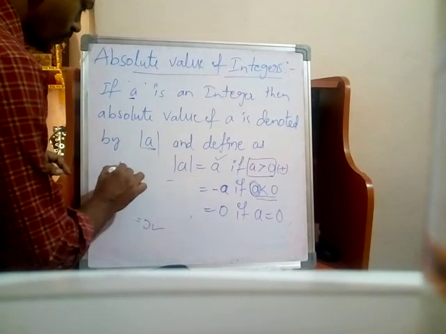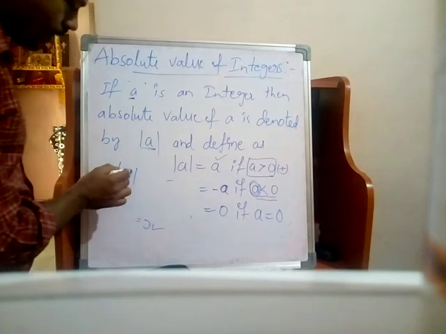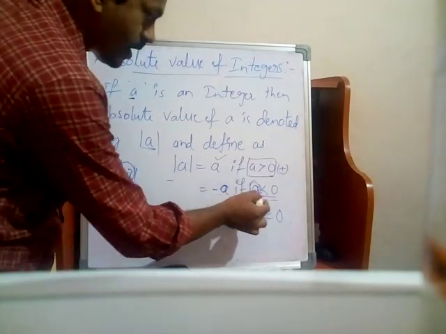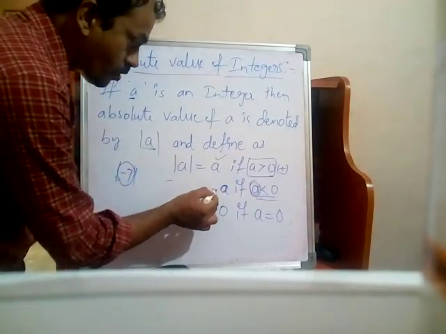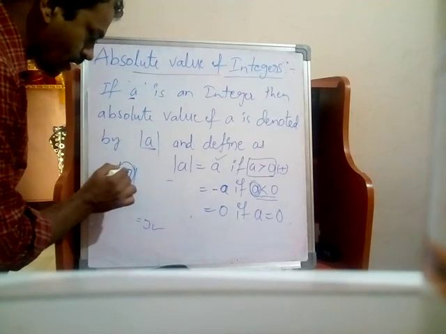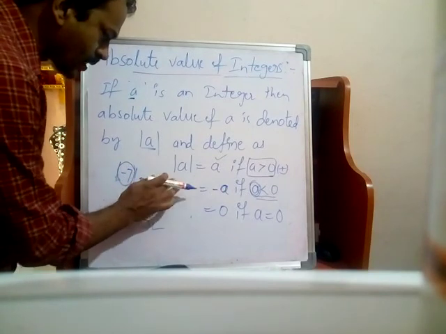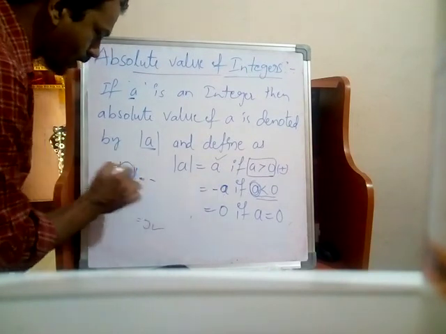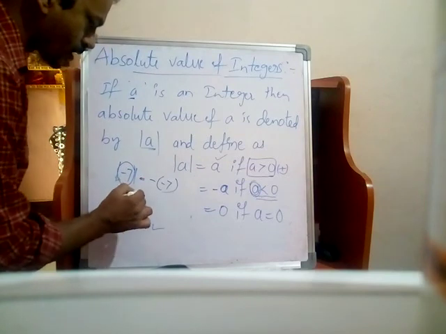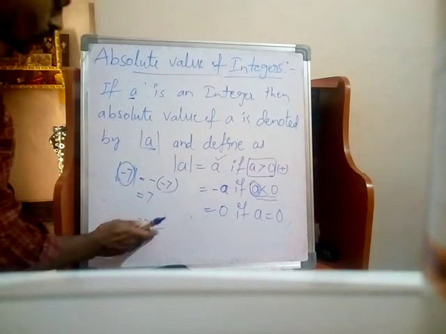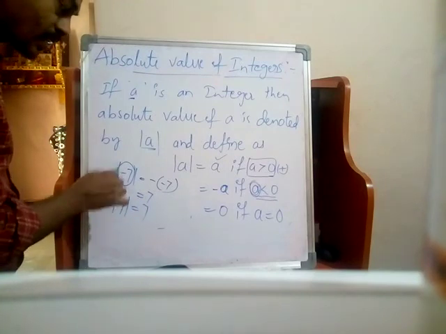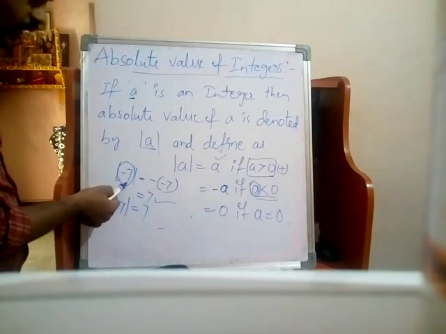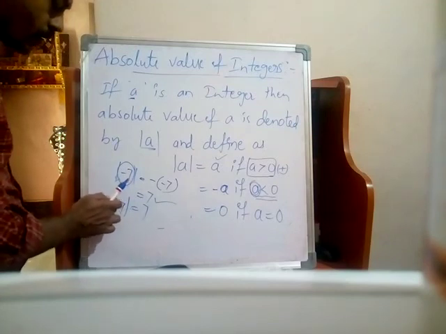Modulus of minus 7. So here a value is how much? Minus 7 means less than 0. So if a is less than 0, modulus of a is equal to minus a. Modulus of minus 7 is equal to minus a value, which is minus 7. So minus of minus 7, it becomes 7. So modulus of 7 is how much? 7 only. So modulus of minus 7, 7 also. If you take negative and positive, we get same result.